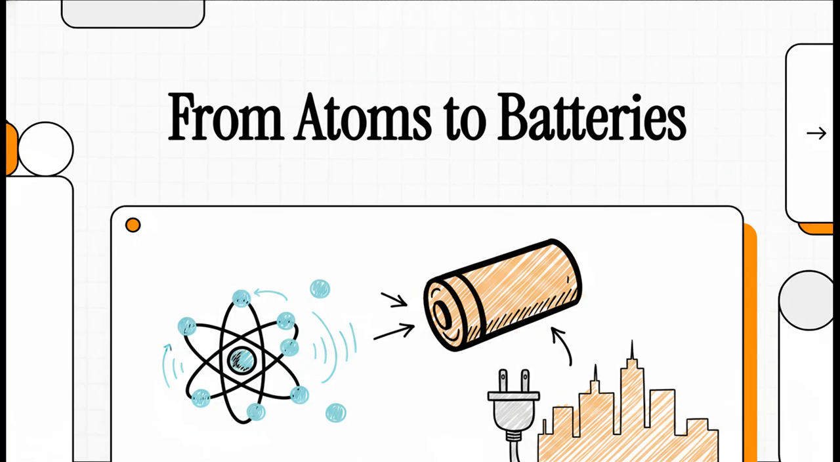Welcome to this explainer. Today, we're going to completely demystify electrochemistry. We're starting way down at the microscopic level with these invisible electron transfers, and we'll build our understanding all the way up to the commercial batteries that are literally powering your world right now. So let's jump right in.